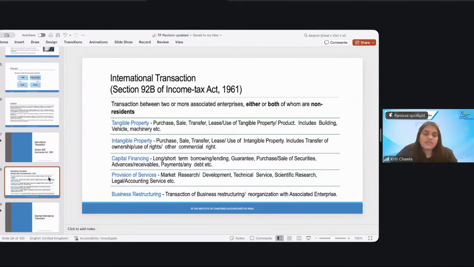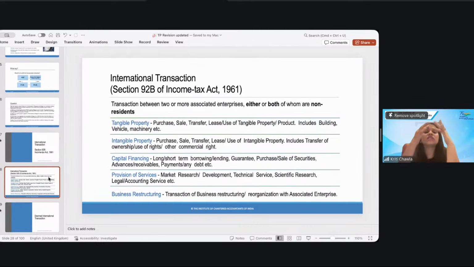Or it could be a capital financing transaction. Now, this could be long-term or short-term borrowing, or it could be a lending transaction. It could be a guarantee transaction, or purchase and sale of securities or advances or receivables or payments or any debt, etc. That is also a valid international transaction.